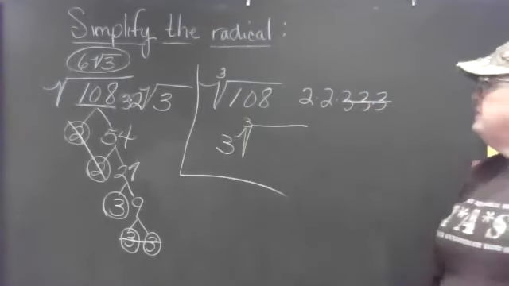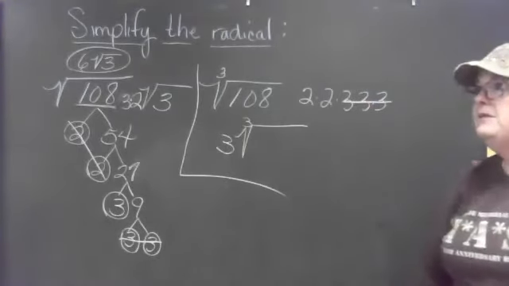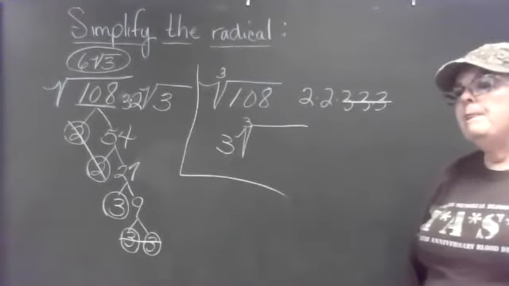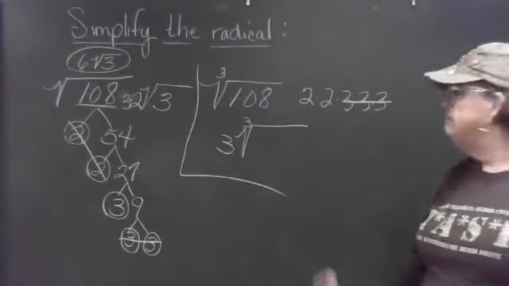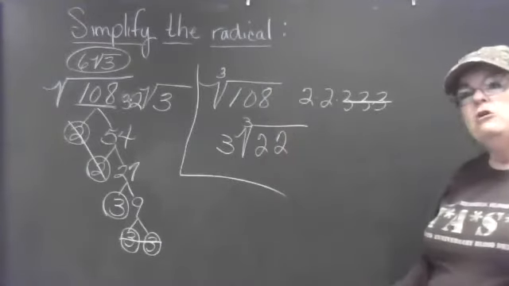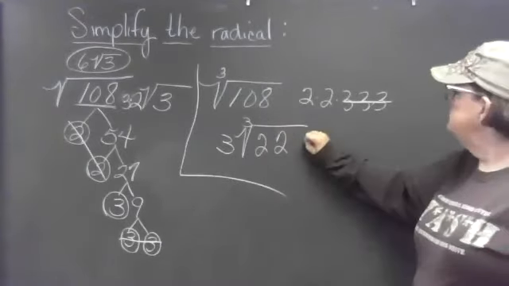Y'all see? Then the 2s look around. They say, we have a group of 2, but we don't have 3. So I guess we're staying home. Okay, so both 2s have to stay home in the house. Okay.